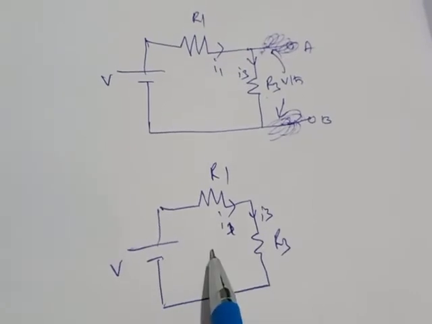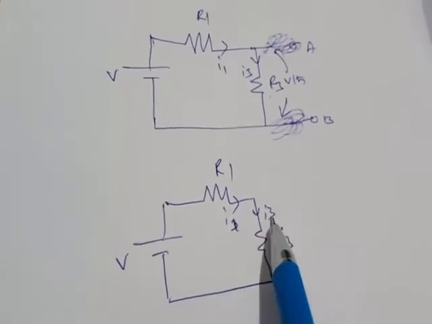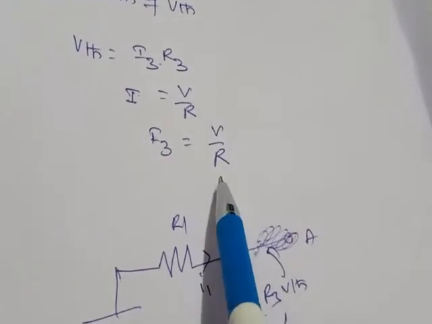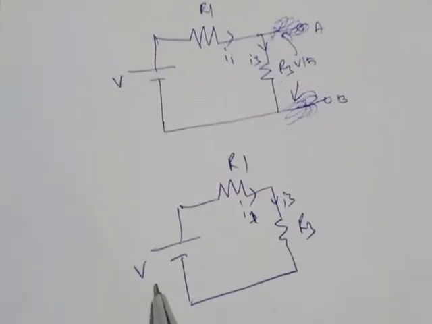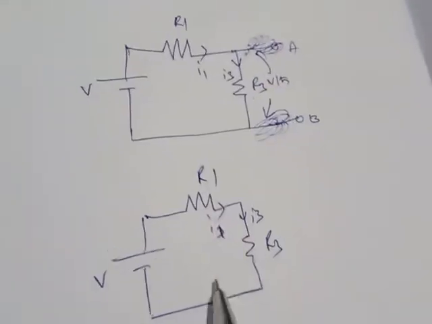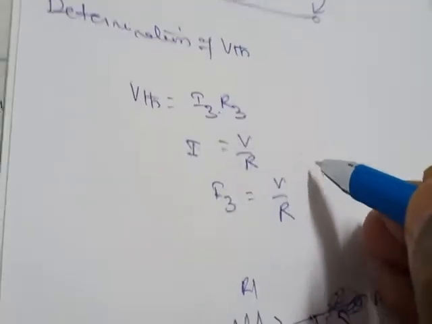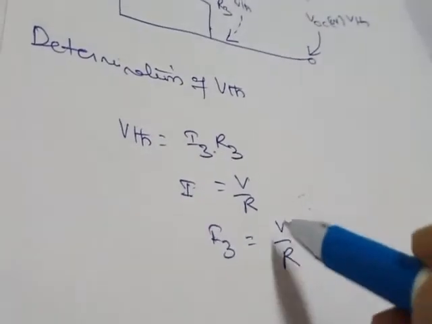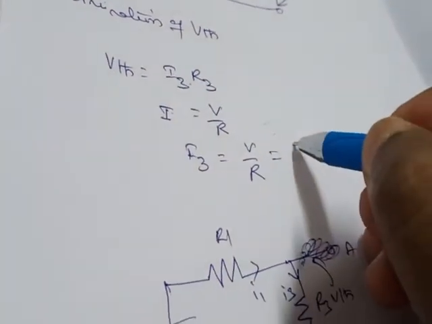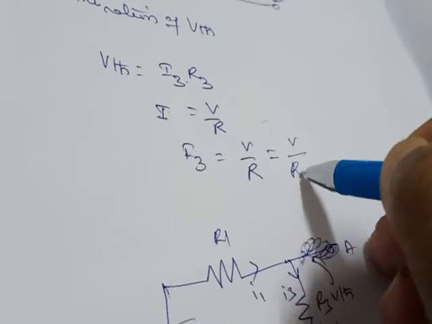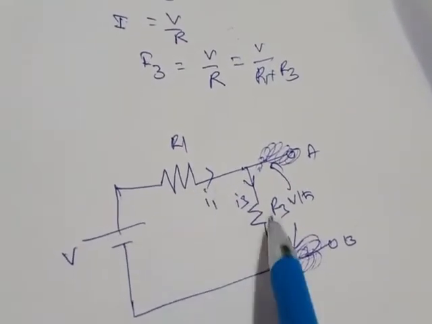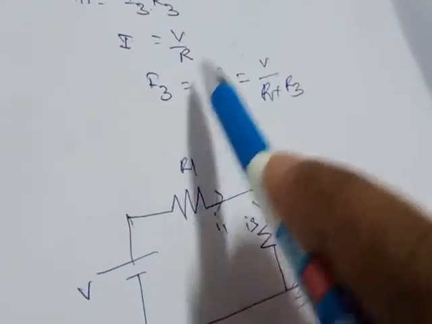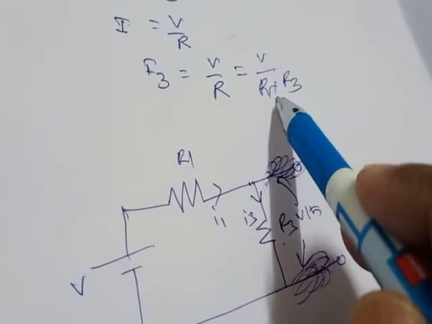From this circuit we need to find out the current, that is I1 or I3, both are equal. So from this we can see that I3 equals V by R. What is the voltage here? That is V. What is R? How are these two resistors connected? Both are connected in series. So that can be written as I3 equals V by R, that is V by R1 plus R3, because R1 and R3 are connected in series. Therefore, you will get I3 equals V by (R1 plus R3).